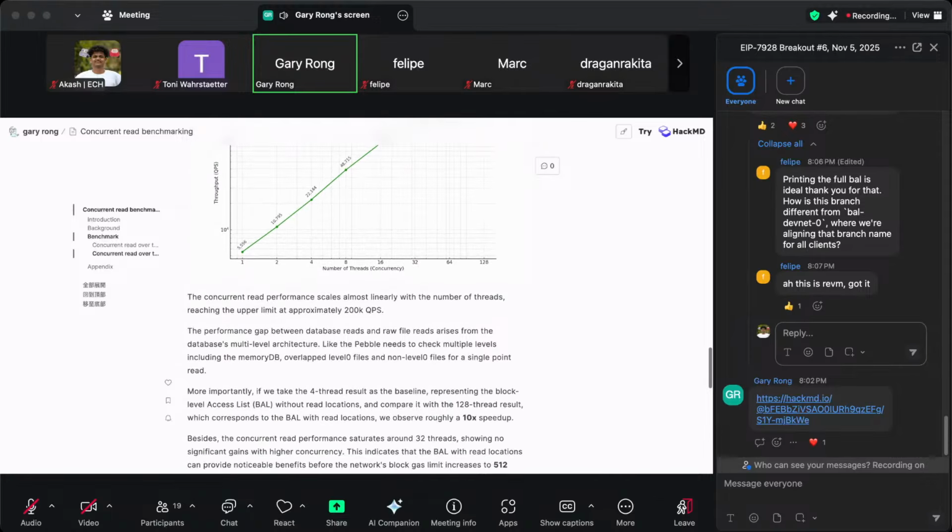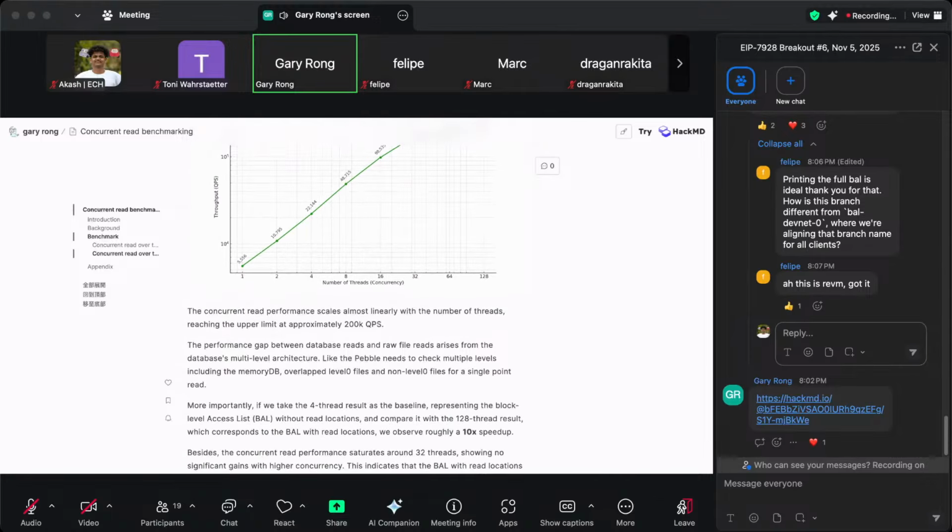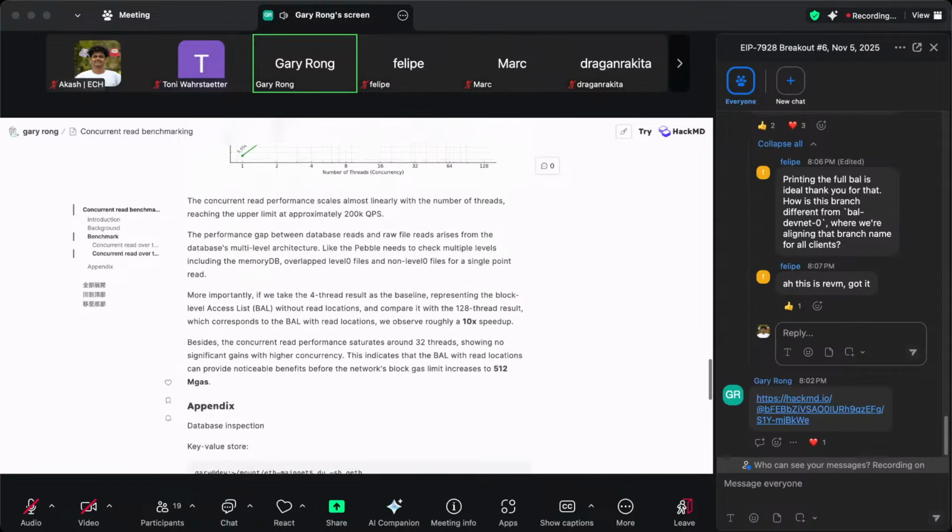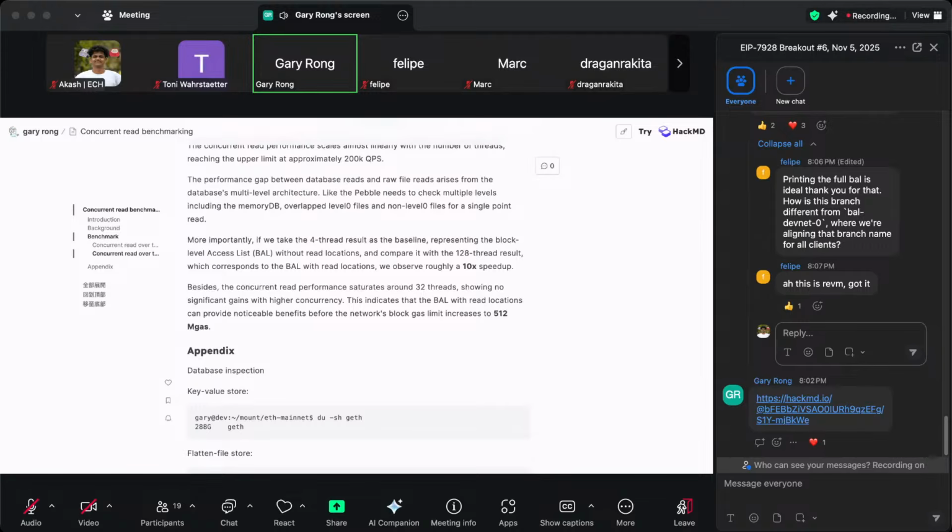Yeah, so let's say the saturation point is 32 threads, and given that for a single transaction, the maximum gas limit is 16 million gas. So I think we can say that before the network gas limit is increased to 500 million gas, the BAL with read parallelization will still be beneficial for us.